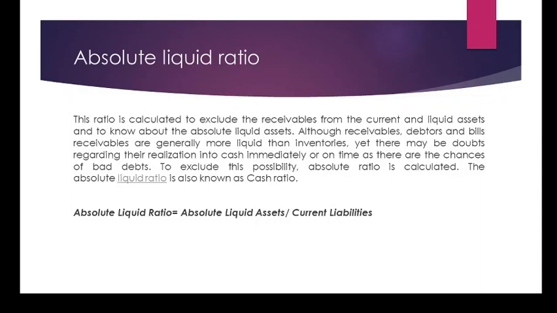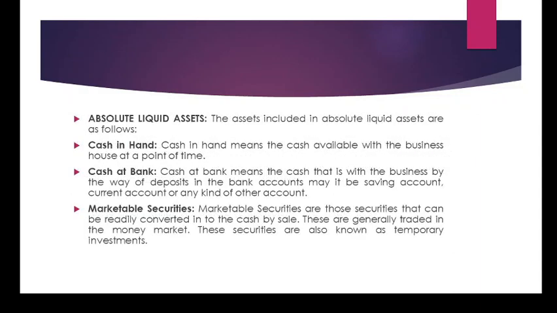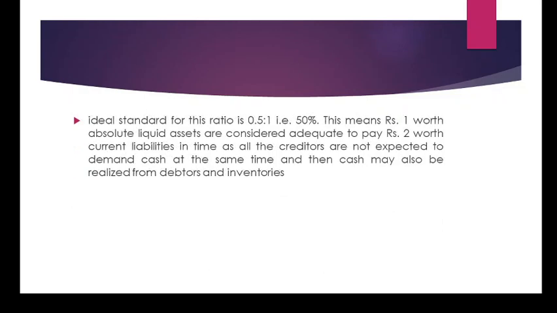So it means absolute liquid assets are equal to current assets minus stock minus prepaid expenses minus receivables and debtors. So absolute liquid assets include cash in hand, cash at bank and marketable securities. The ideal standard for this ratio is 0.5:1, 50%, which means rupee 1 worth of absolute liquid assets is considered adequate to pay rupee 2 worth of current liabilities.